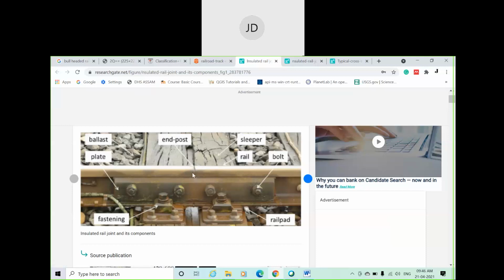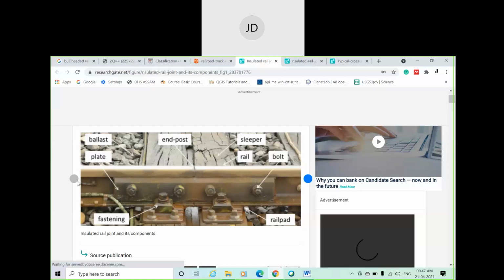So that's why for possible future expansion, some expansion gap is provided here. So this is your expansion gap. Here you can see it is a fish plate and this is a fishing angle. You cannot see the fishing angle in a cross section, but you can see the fastening. We are going to discuss fastening also. These fastenings are used to connect the rail with the sleeper.